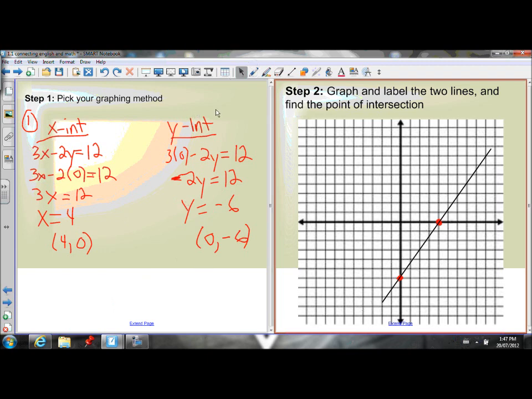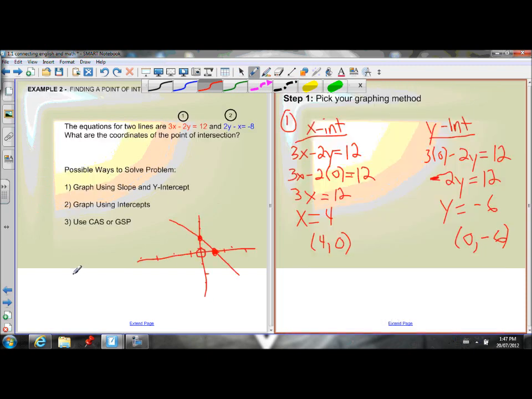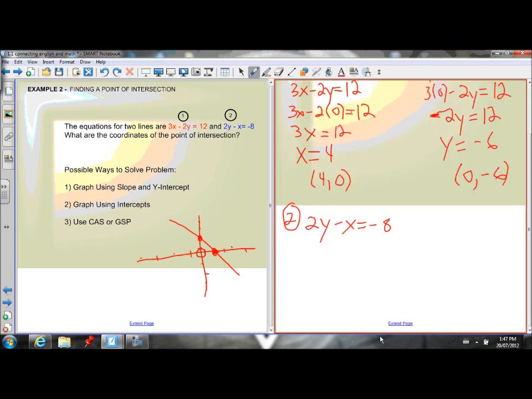Now let's do the other line. Our second line was 2y minus x equals negative 8. To find the x-intercept, we'll do the x-intercept first. Remember, every point on the x-axis has a y-coordinate of 0, so I'm going to set y equal to 0 to find the x-intercept.